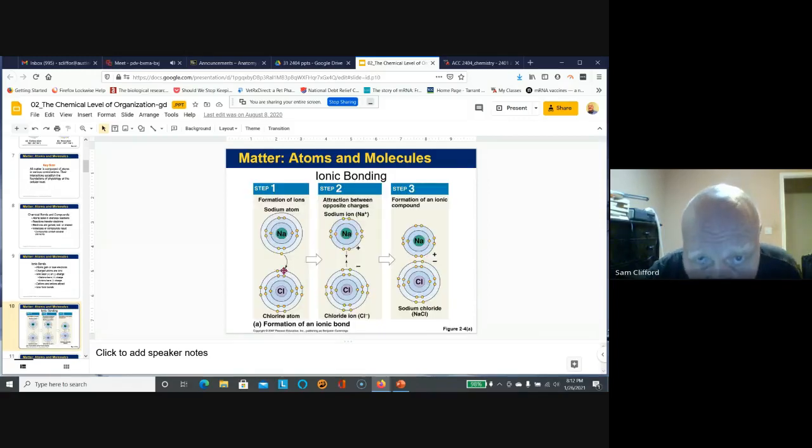Okay, so a sodium atom has 11 electrons: 1, 2, 3, 4, 5, 6, 7, 8, 9, 10, 11. It gives 1 to chloride, so chlorine goes from 17 to 18. That means the sodium is a positively charged ion and the chloride is negatively charged. So that's an ionic bond. Any questions on ionic bonding? Ask anything, please.